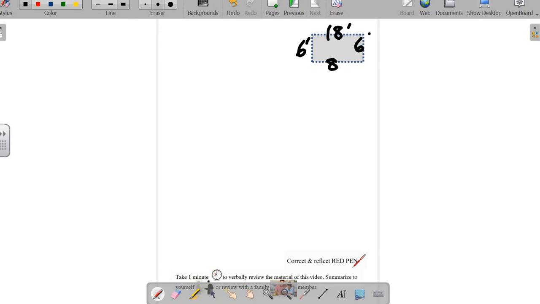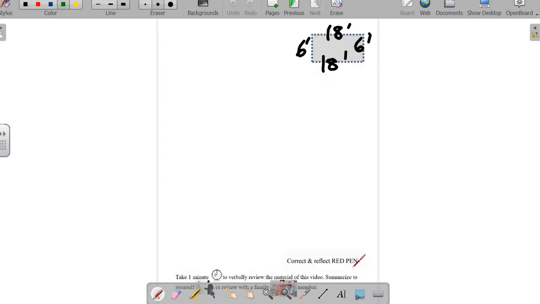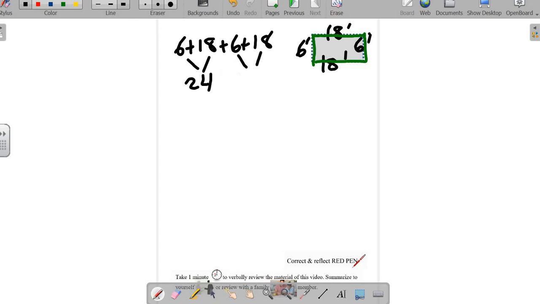6 feet, 18 feet. Now we're making a border. A border is perimeter concept. So we're going to find the perimeter. We're going to walk it around. So 6 plus 18, 6 plus 18. That's 24. That's 24. Therefore, my perimeter is going to be 48 feet.